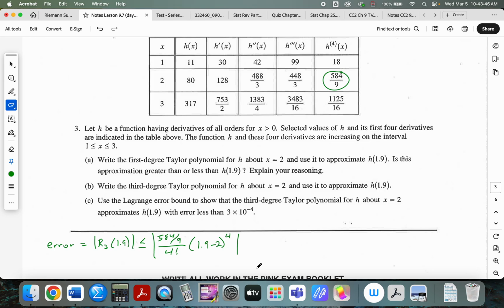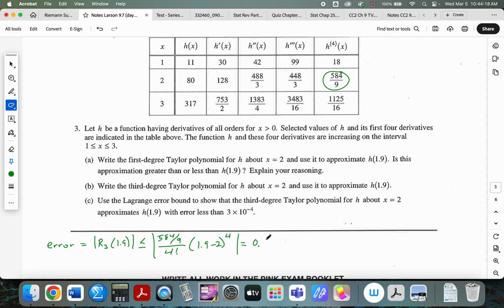And I sure hope that that was a calculator problem. I imagine that it was. So let's see, 584 divided by 9 divided by 24 multiplied times 0.1 raised to the 4th.